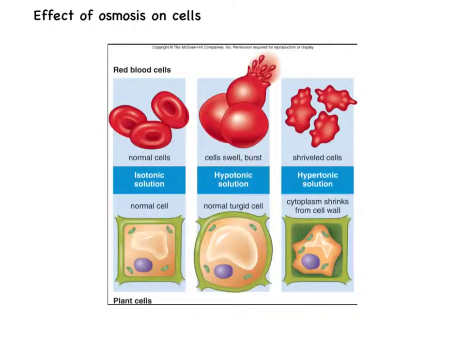Osmosis has an important role in living cells. In animal cells, if the osmotic balance is incorrect, then the cell can burst. In plant cells, the same osmotic pressure is crucial to provide the turgidity which gives the plant its support.